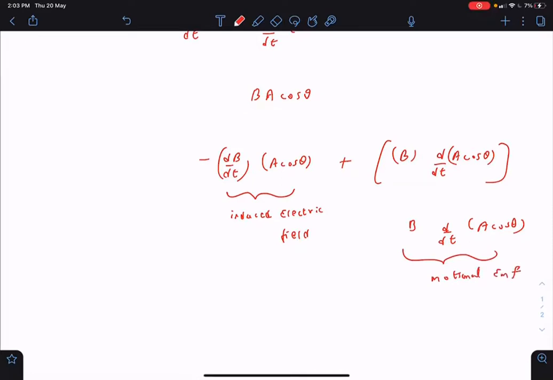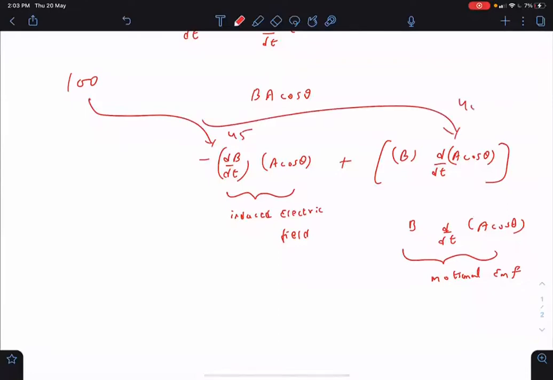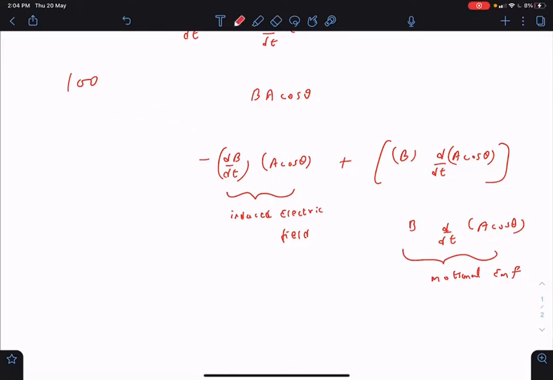Now, normally these two are not linked together. In a particular question given to you, if you are solving, let's say, 100 questions in EMI, out of which 40 to 45 will be based on induced electric field, 40 to 45 will be based on motional EMF, and only the remaining 10 to 15 will be the ones in which both things are happening together. The induced electric field is also there and the motional EMF is also there, but those kinds of questions are limited and fewer in number.